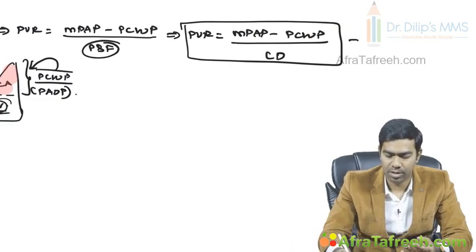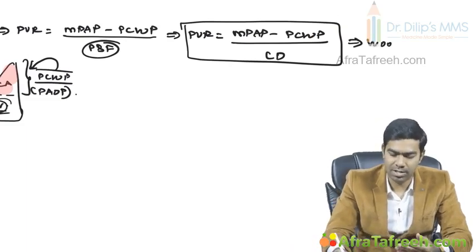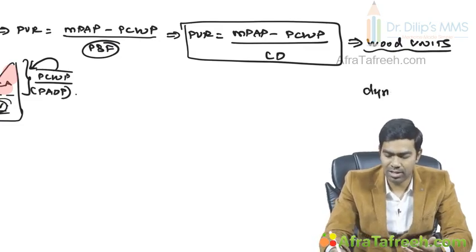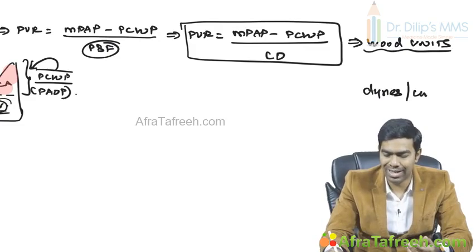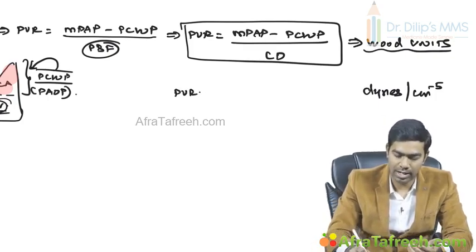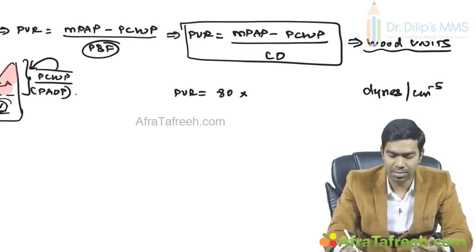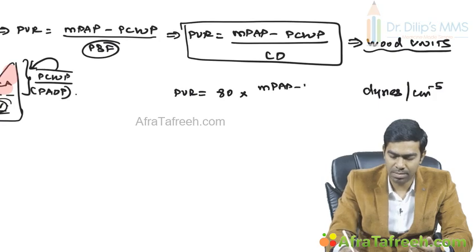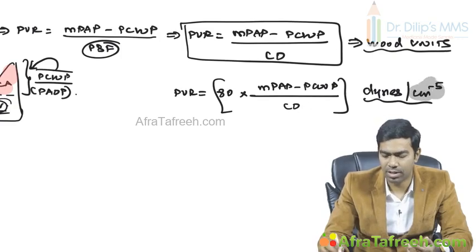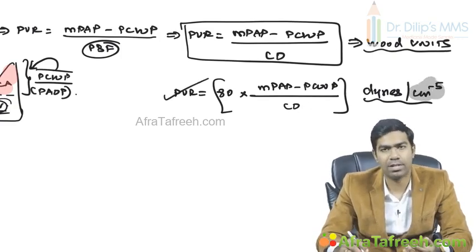But by this formula, you are going to find out the pulmonary vascular resistance in Wood units. But the standardization is to measure the pulmonary vascular resistance in dynes per centimeter power minus 5. So this is a standard unit that you have to follow. So I can again rewrite pulmonary vascular resistance is equal to 80 multiplied by the same formula, that is MPAP minus pulmonary capillary wedge pressure divided by cardiac output. So this will give you your answer in dynes per centimeter power minus 5, which is the preferred unit in the current world right now. So this is the pulmonary vascular resistance.